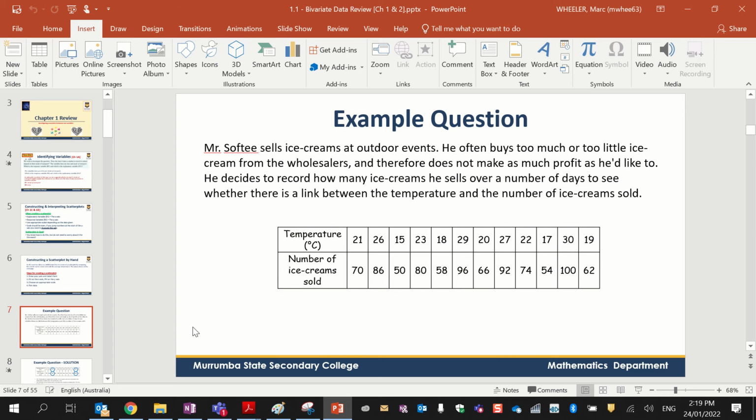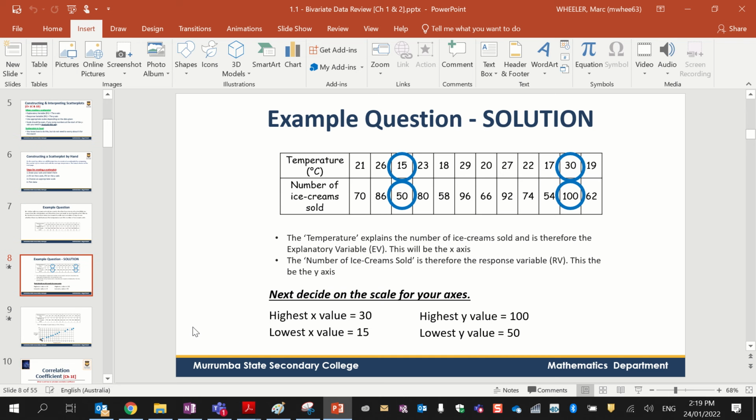So which one's explanatory and which one's response? Temperature will usually explain ice cream sold, so temperature needs to be our x-axis. What we do is we look for the highest and lowest x-axis value. You can see that the lowest is 15 and the highest is 30. So we will draw an axis that goes from 15 to 30.